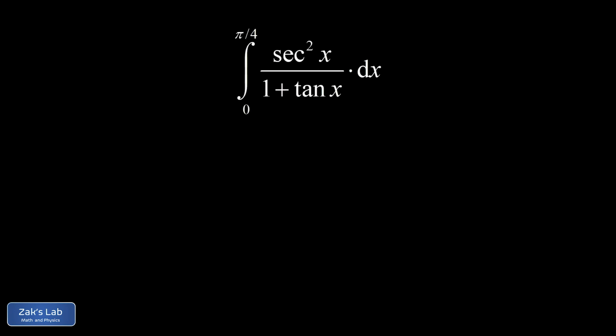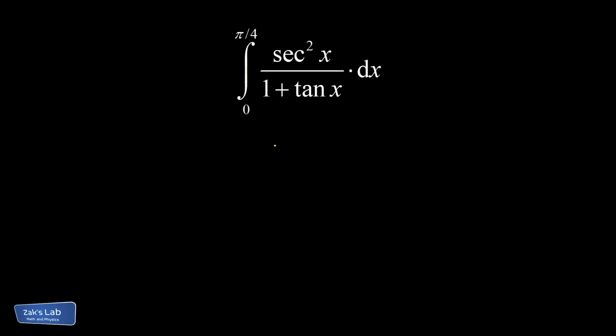In this video, we're computing the integral of secant squared x over 1 plus tangent x on the interval 0 to pi over 4. And the quick way to do this one is just to recognize immediately that the derivative of the denominator is sitting in the numerator. So remember, the derivative of tangent x is secant squared x.